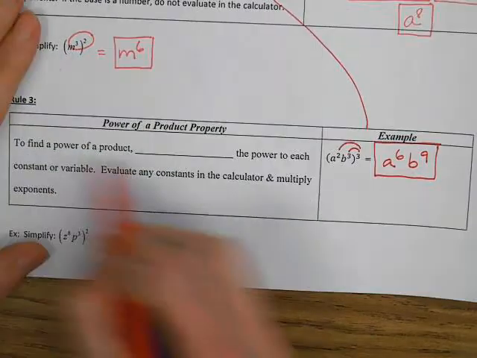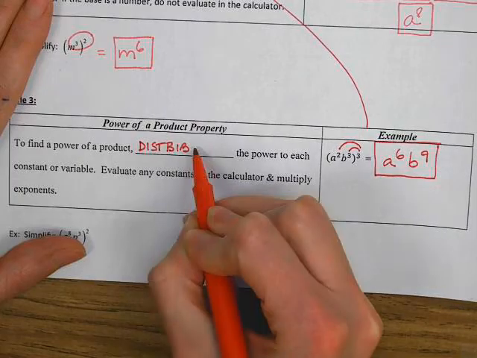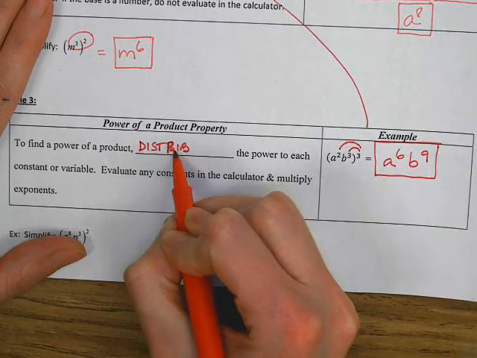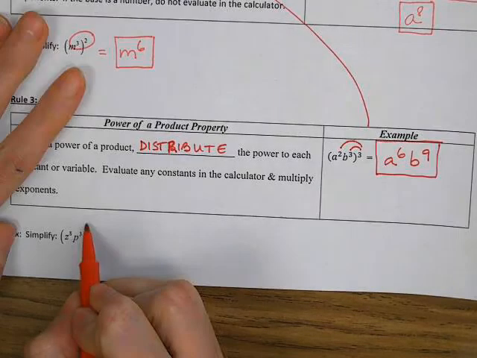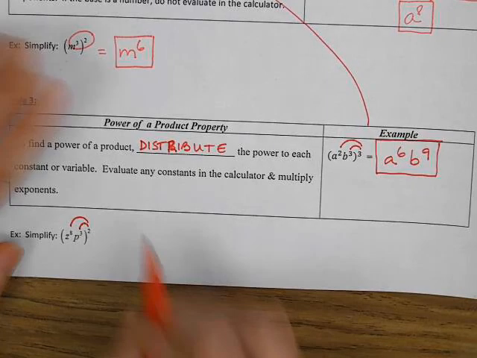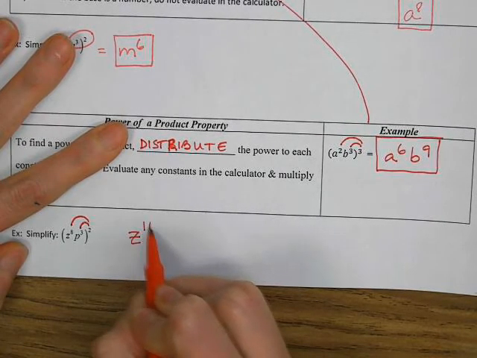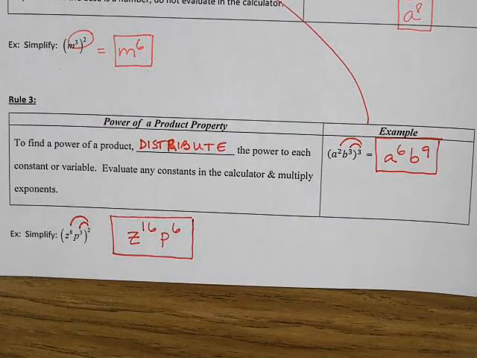Okay, so to find a power of a product, you distribute the power to each constant or variable. Okay, so you guys can try the simplify. Again, we're just going to distribute. And when you have a power to a power, you multiply. So it would be z to the 16th, p to the 6th. That's rule 3. That's just like rule 2.